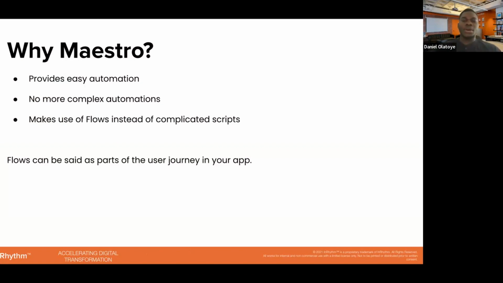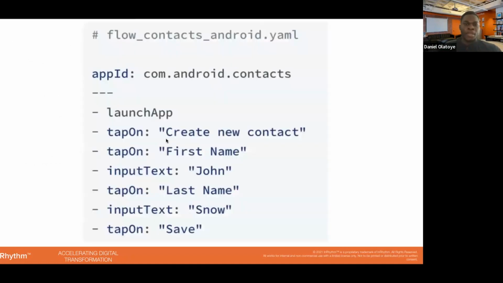Say, for instance, you have an e-commerce application where you could log in, you could check out. These things are flows. They are journeys that your users go through to complete processes in your application. So Maestro makes your testing defined as flows, which is less complicated, and the simplicity is top notch.